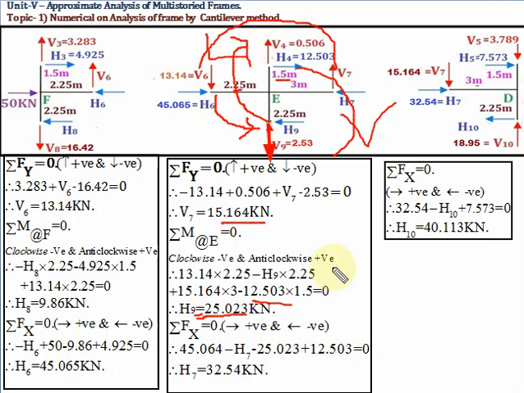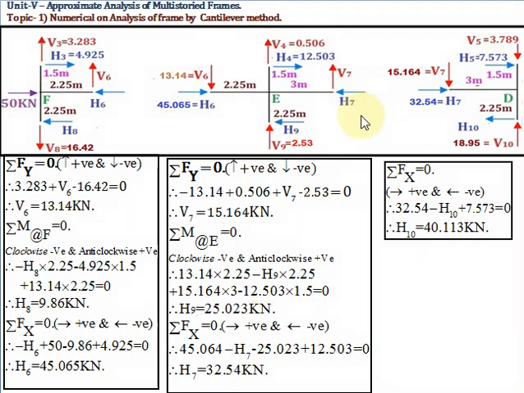Now we'll apply the next equilibrium equation, that is summation Fx equal to 0. Towards right positive, towards left negative. What are the horizontal forces? 45.065 acting towards the right hand side. H7 is acting towards the left hand side. Then 12.503 acting towards the right hand side.